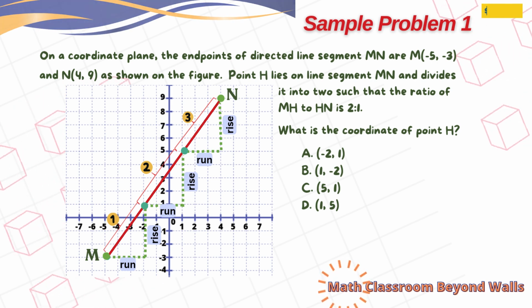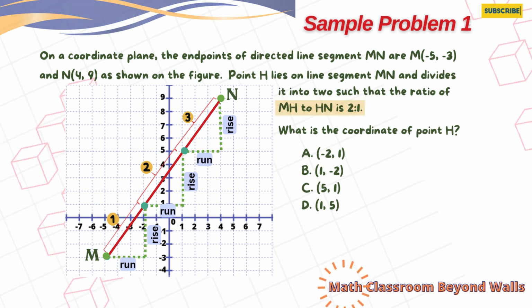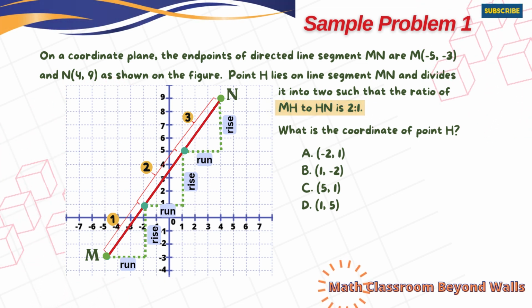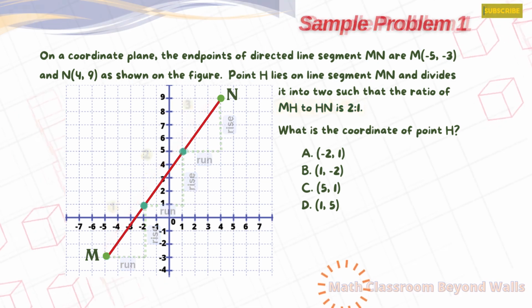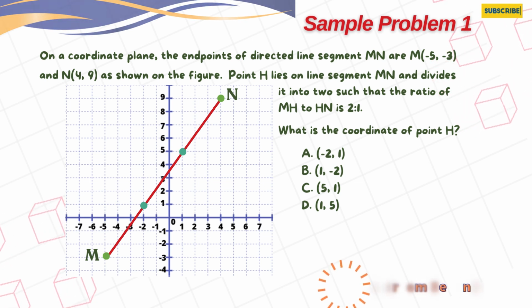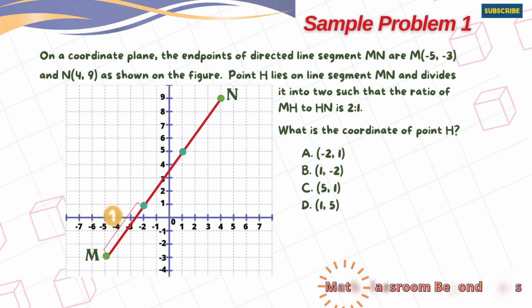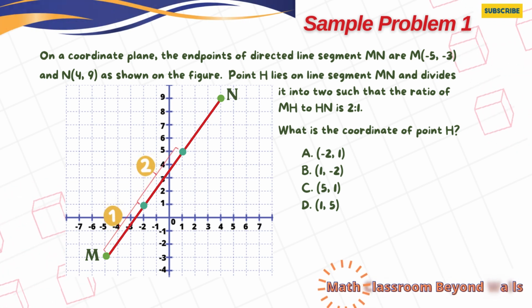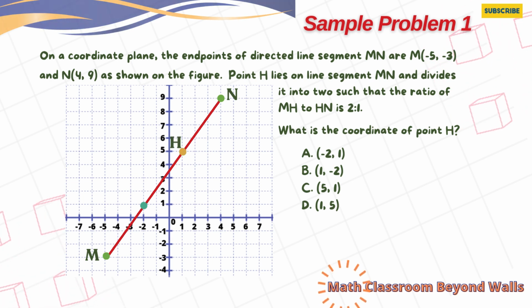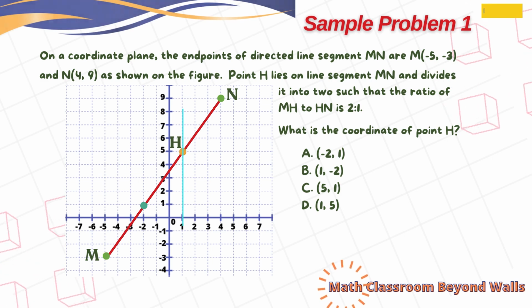Now, we will locate H by referring to the given partition ratio MH to HN, which is 2:1. Let us look at our diagram and count 2 parts from point M moving towards N. So we count 1, 2. We got it. This is where partition point H is located. And its coordinates are 1, 5.